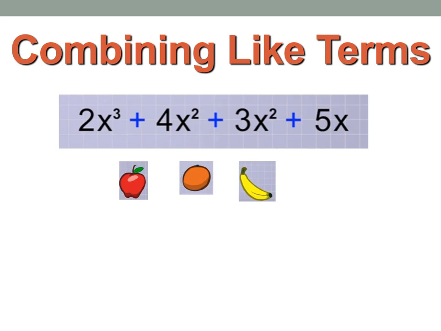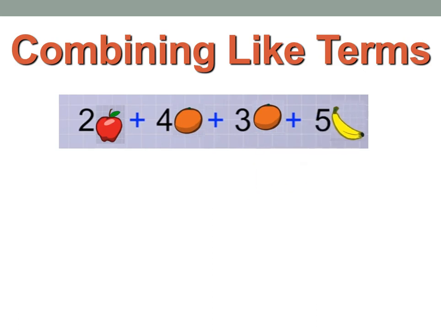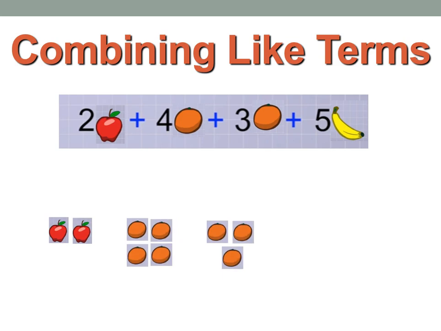So instead of x cubed, I'm going to put in apples. Instead of x squared, let's split that orange and put those oranges in front of the x squareds. And we'll put the banana in for the x. Now, we're pretty familiar with this. Let's see what it looks like. I got 2 apples, I got 4 oranges, and then 3 more oranges, and I got 5 bananas.